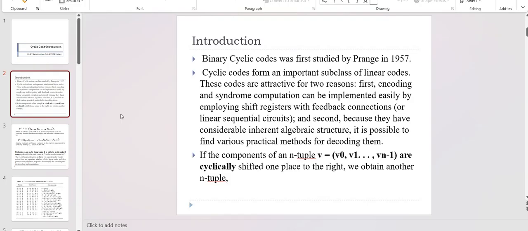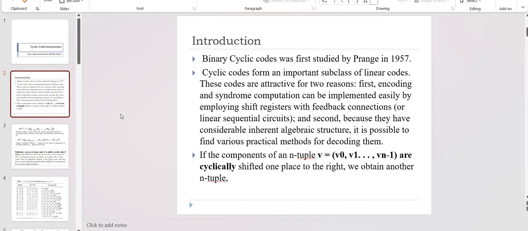So you may be aware of the linear codes. These codes are more attractive for two reasons. First of all, encoding and syndrome computation can be implemented easily by using the shift register and feedback connection. This is the first reason for the popularity of the cyclic code. And the second one is because they have an inherent algebraic structure, and it is possible to find various practical methods for decoding these kinds of codes.